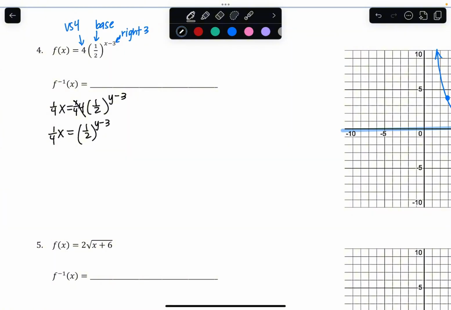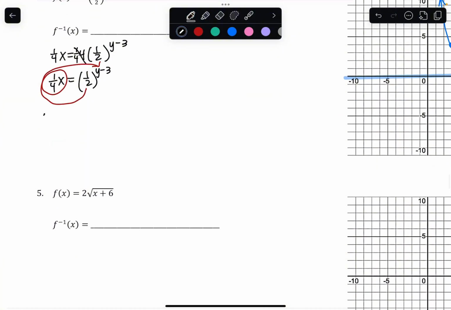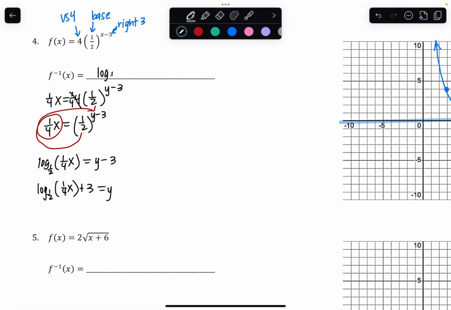Okay, and so we are ready to convert to log. We have isolated the exponential, and so to convert to log, we're going to have log base 1/2 of 1/4 x equals y minus 3. So log base 1/2 of 1/4 x equals y minus 3. And then our last step would be to just add the 3 to both sides and make sure it doesn't get inside the log. Can't combine that. Okay, and so log base 1/2 of 1/4 x plus 3.